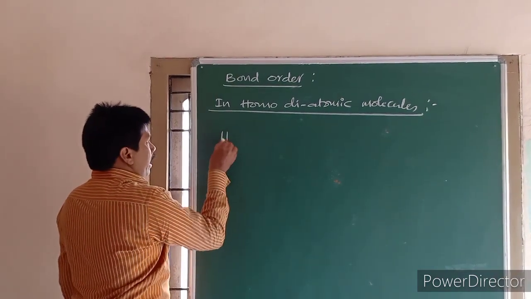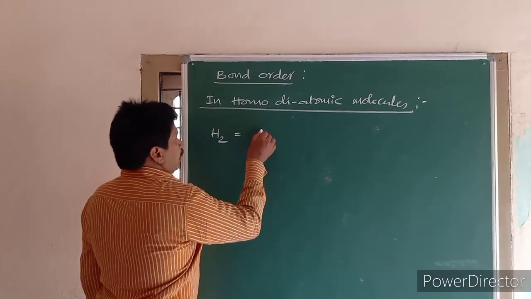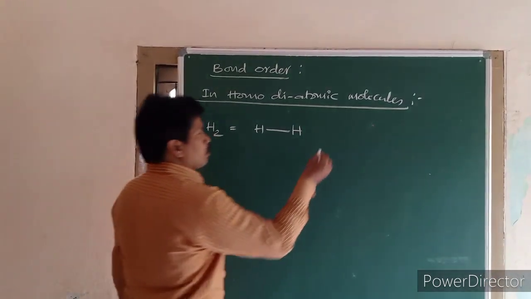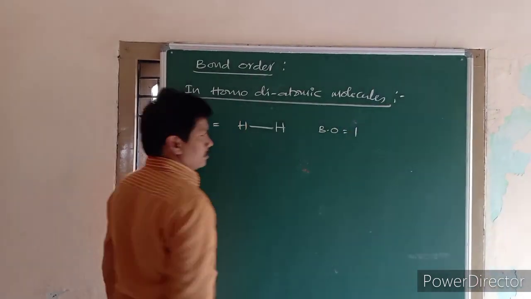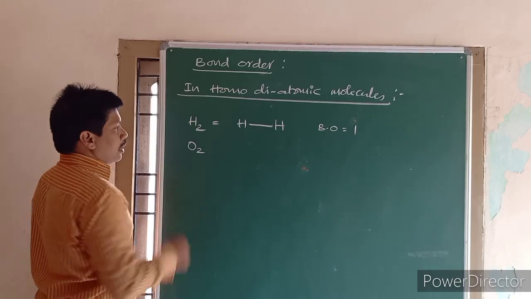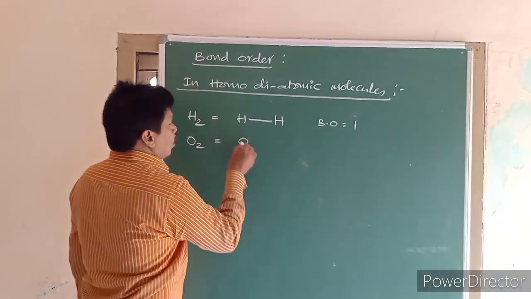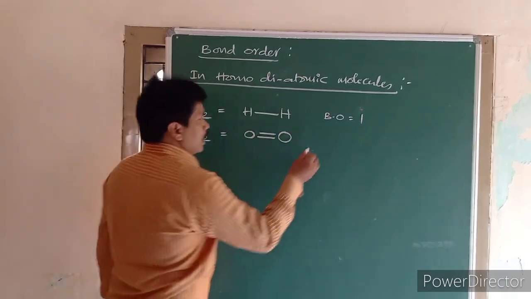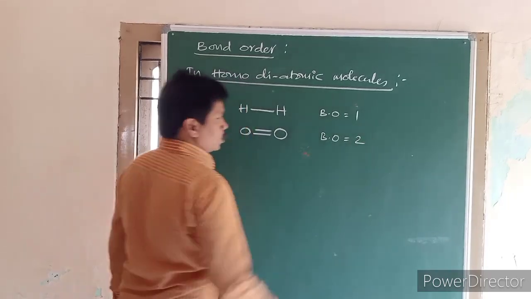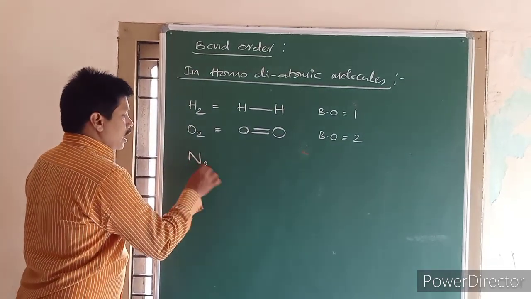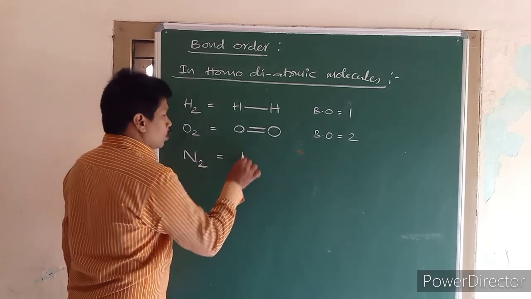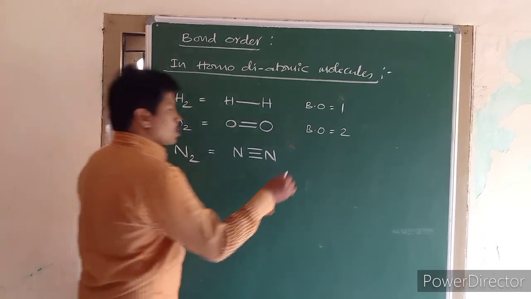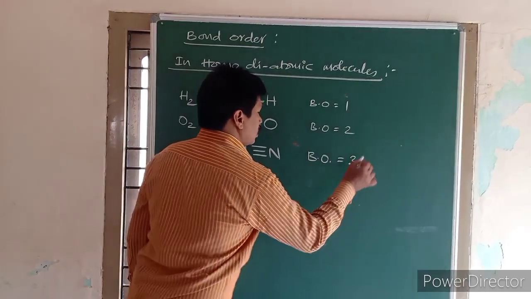like hydrogen, in between the two hydrogen atoms a single bond is there, hence its bond order becomes equal to 1. And another example, O2: in between the two oxygen atoms a double bond is present, hence its bond order becomes equal to 2. Another one is nitrogen. In N2, in between the two nitrogen atoms a triple bond is present, so its bond order becomes equal to 3.